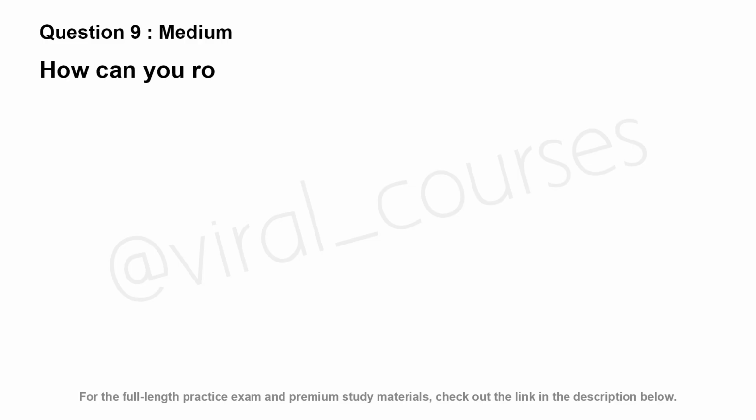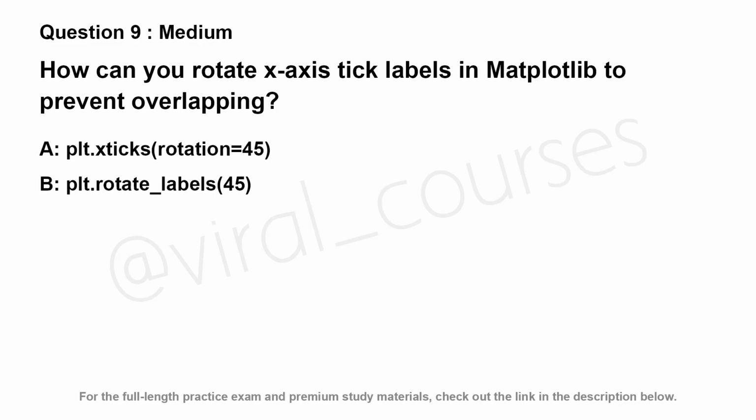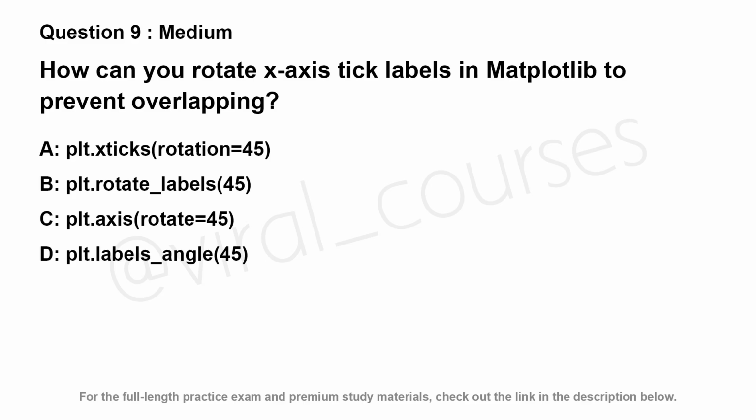How can you rotate x-axis tick labels in Matplotlib to prevent overlapping? Option A, plt.xticks, rotation equals 45. Option B, plt.rotate_labels, 45. Option C, plt.axis, rotate equals 45. Option D, plt.labels_angle, 45.